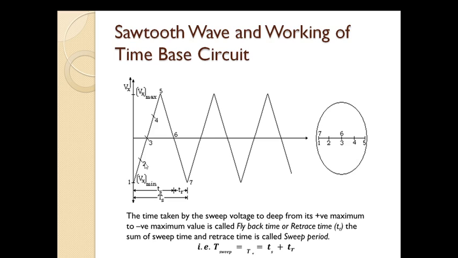Then at point number 2 the voltage becomes less negative. So the left plate becomes less positive and the plate on the right becomes less negative. So the spot moves a little away from the positive plate since the voltage decreases. At point number 3, it comes back to the center because the voltage is 0.